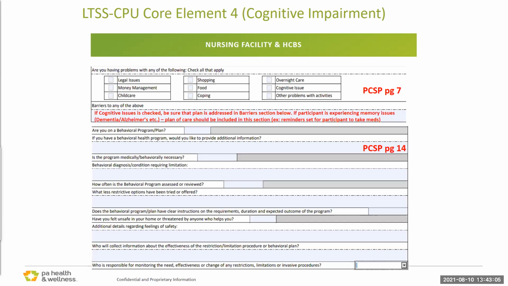Again, also on page 14 of the PCSP, it'll ask about a behavioral program or plan. So if the participant is utilizing a behavioral program, then you'll be able to give details in the corresponding questions below that.